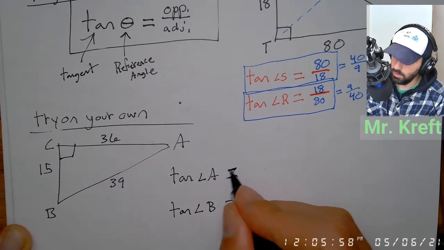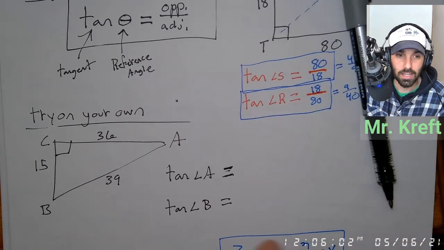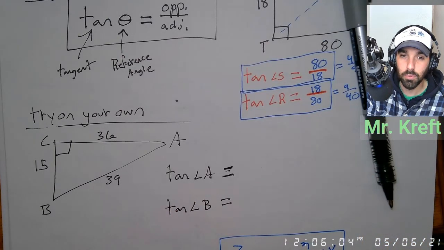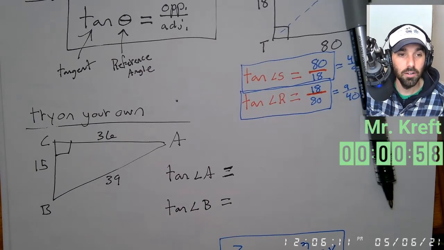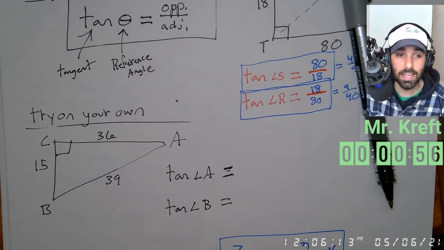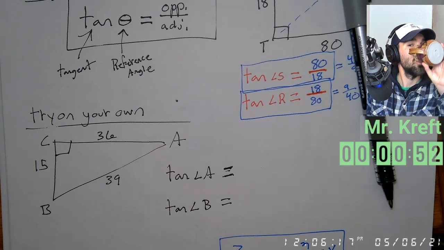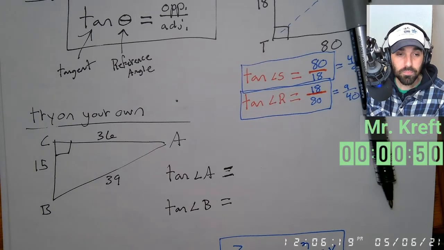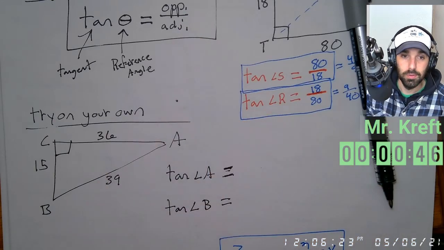And this will always be the acute angles. You'll never take tangent of a 90-degree angle. So go ahead. I'm going to put up a minute here because we should just take a minute and find the ratios of the tangent of angle A and the tangent of angle B. Remember, it's opposite over adjacent.